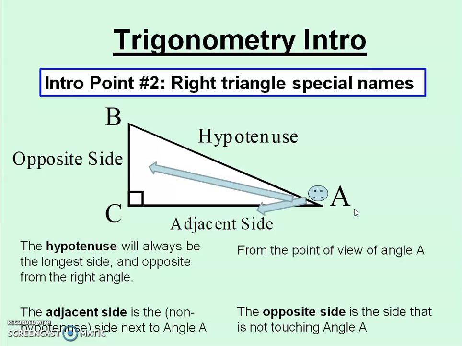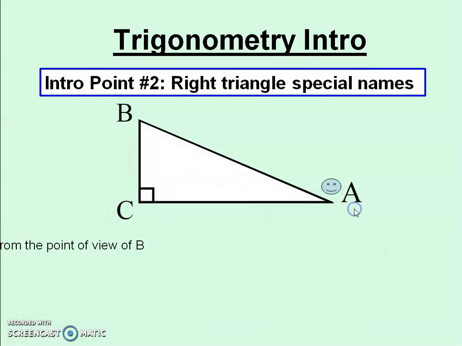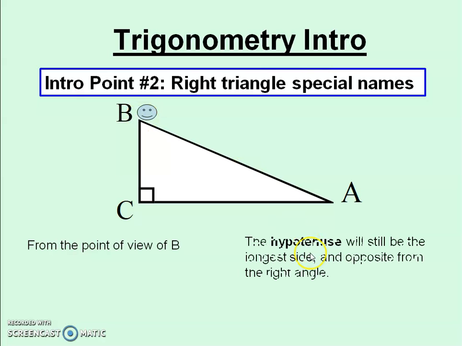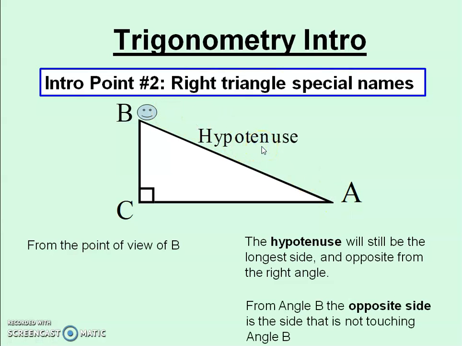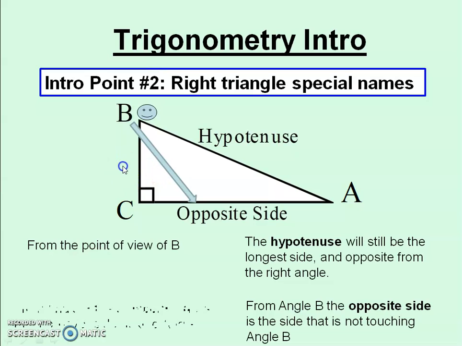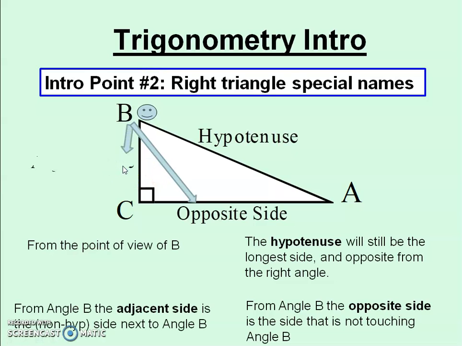The reason that I keep saying from the point of view of angle A is because if we changed our vantage point and instead we were looking from angle B over here, the hypotenuse would stay the same because the hypotenuse is always the longest side and it's opposite the 90. It doesn't matter if we're looking from A or looking from B. That's still the hypotenuse. What will change is that now the opposite side, the side that's not touching angle B, is over here. So before, for angle A, this one was opposite. For angle B, this one is opposite. And that makes this side here, the non-hypotenuse side that's touching, the adjacent side. So you can pause at any point to make sure that your notes are filled in.